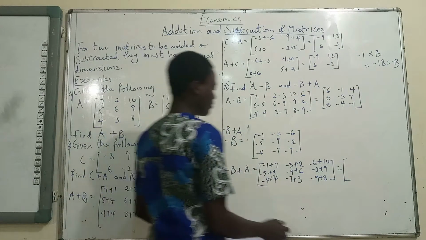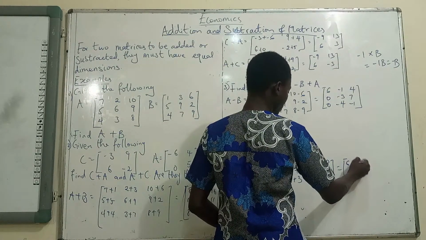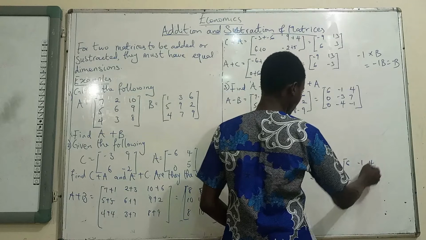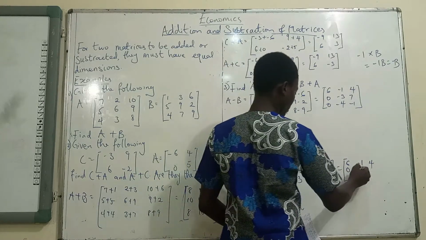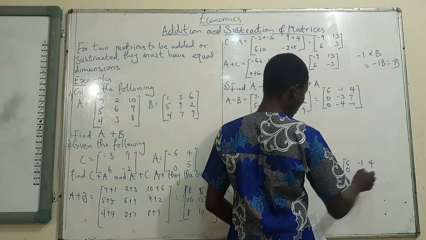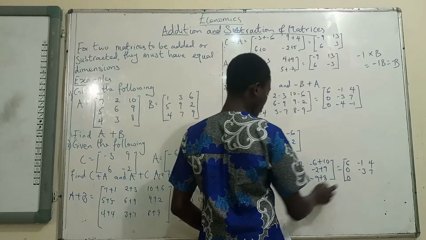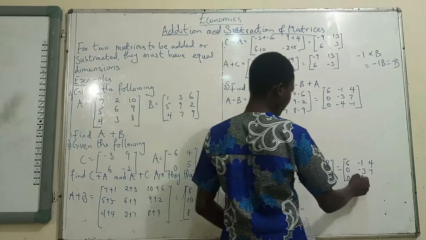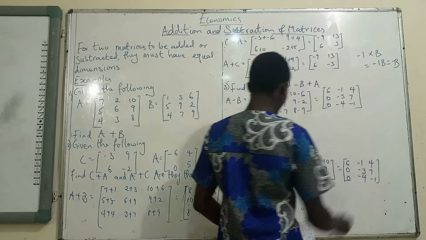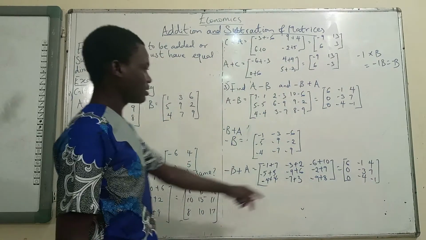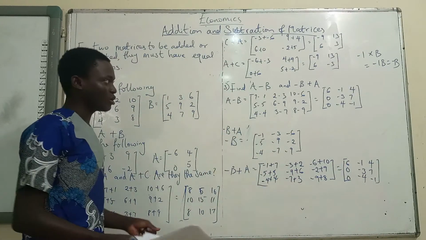So minus 1 plus 7 gives us 6. Minus 3 plus 2 gives us minus 1. Minus 6 plus 10 is 4. Then minus 5 plus 5 is 0, of course. Minus 9 plus 6 is minus 3. Minus 2 plus 9 is 7. Then minus 4 plus 4 is 0. Minus 7 plus 3 is minus 4. And minus 9 plus 8 is minus 1. So we can see that a minus b or minus b plus a give us the same answer.